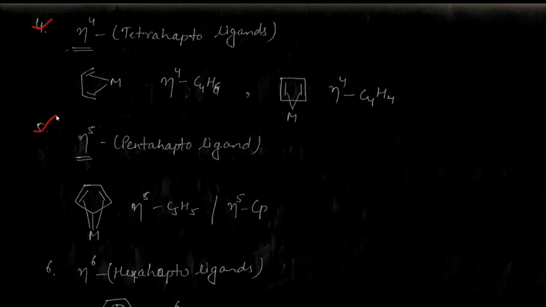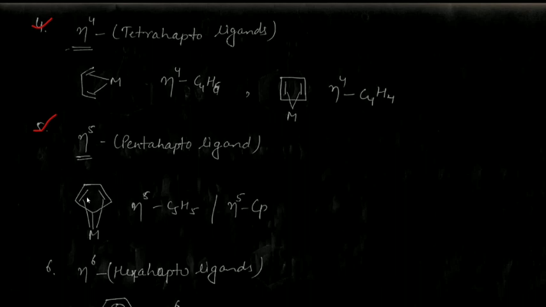Next example is eta 5. Eta 5 is a pentahapto ligand. A pentahapto ligand is a ligand in which 5 donor atoms of the ligand are attached to the metal. For example, this is a cyclopentadienyl ring in which all 5 atoms are attached to this metal M, and it is represented as eta 5 C5H5 or eta 5 Cp. Cp is a short name for the cyclopentadienyl ring.